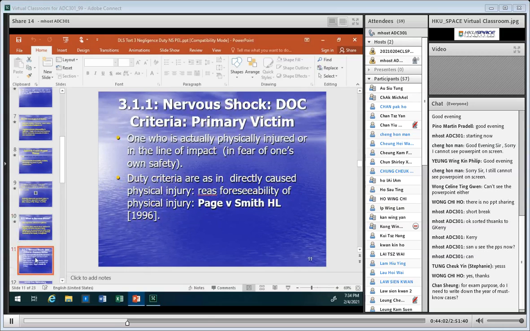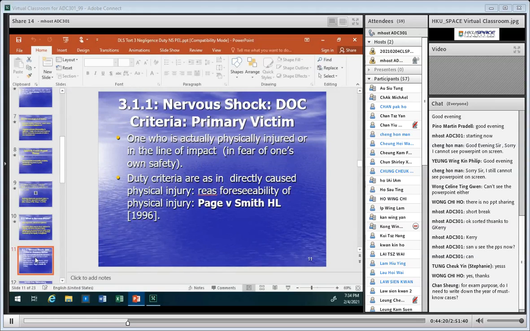So everybody, with regard to nervous shock, the second must-know case is Page and Smith. Second must-know case, draw up your list of must-know cases. It is House of Lords, so that's worth noting. You don't need to worry about the year, but it's fairly recent, 1996.